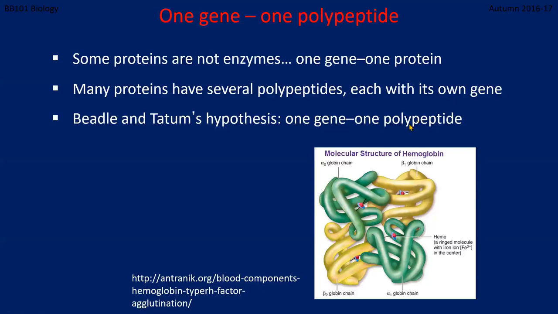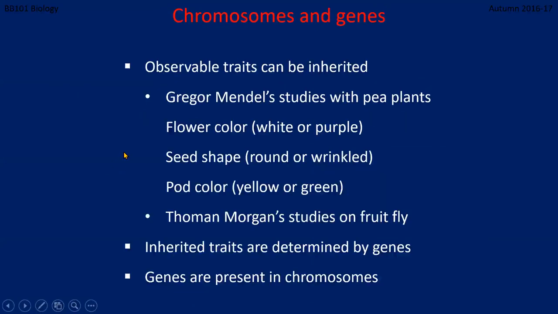But when you think about proteins, they can have several polypeptides, and each polypeptide has its own gene. In that case, the original hypothesis by Beadle and Tatum was changed, and it was said that one gene will have one polypeptide. When you think about chromosomes and genes, the chromosome is nothing but the compact or dense form of the DNA.